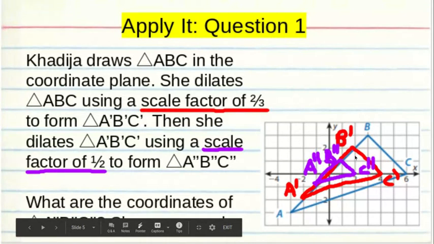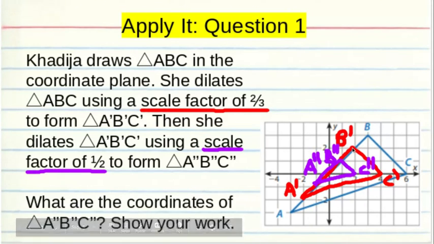Our B prime was at 2, 2. So again, we take 2 and multiply by 1/2 and get 1. So our B double prime is here. And then our C prime was at 4, 0. So when we do 4 times 1/2, we get 2. 0 times 1/2 is 0. So our C double prime will be right here.